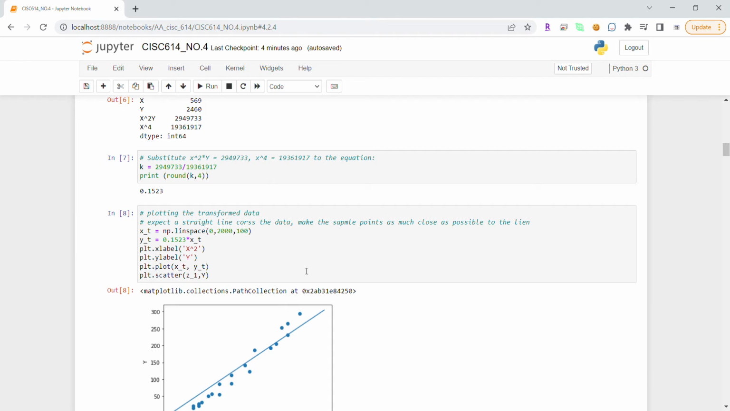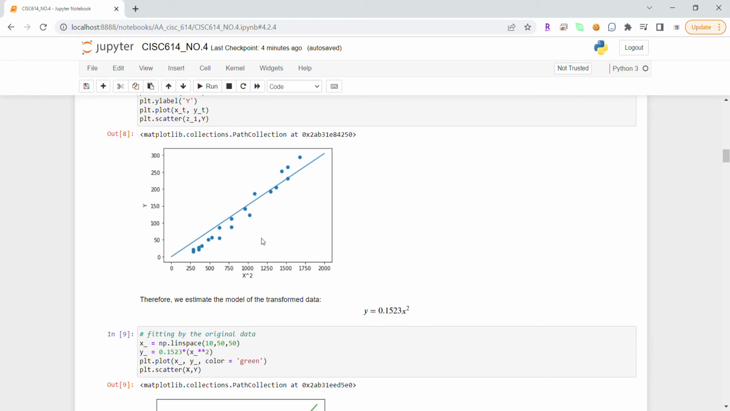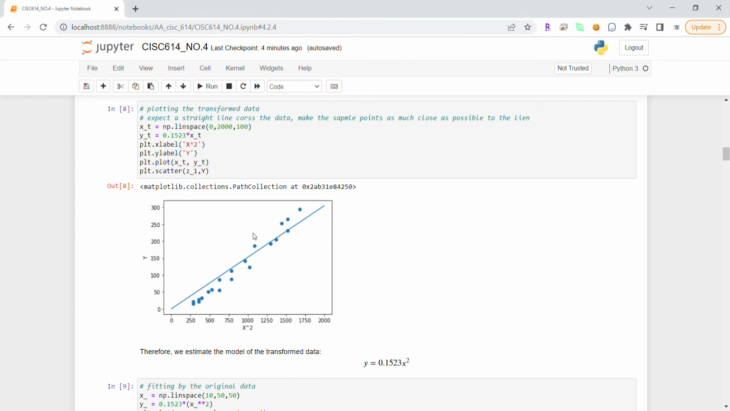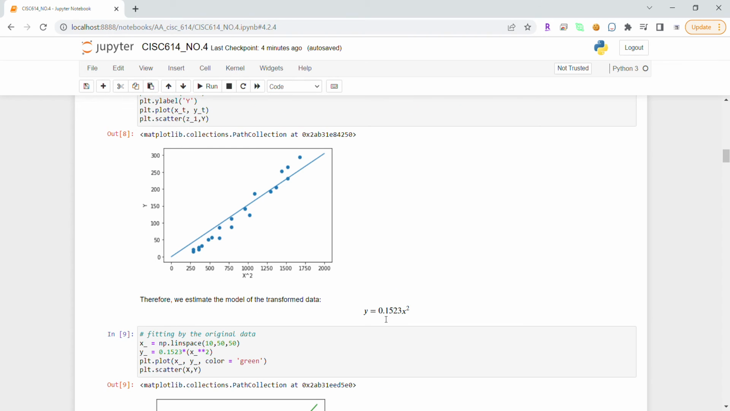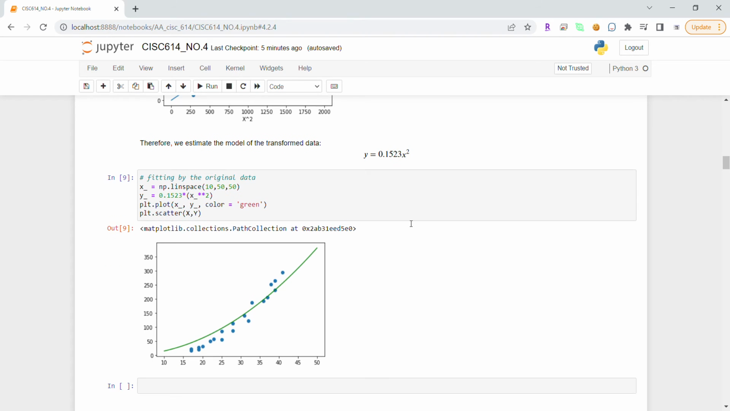So we are expecting a straight line across the data, making the sample points as close as possible to the line. This plot looks good enough for our estimation. So we're going to have the model looking like this, and then I plot the original data. We can see this is a curve across the data, and the points are close enough to the curve.